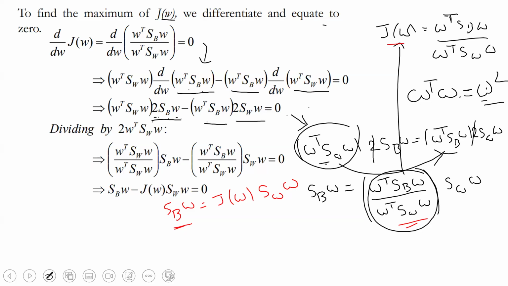Now SBW is equal to J of W into SWW. Now carefully understand here. We are coming down to the conclusion of how we find out the W. Do you now understand this? W transpose SB into W. Now just understand what this value actually looks like. This value will be equal to a scalar.